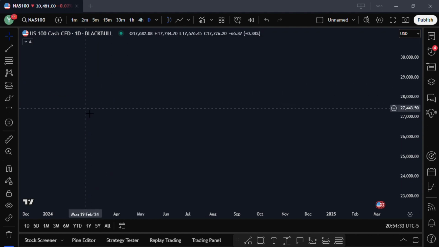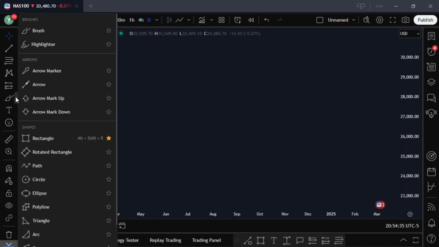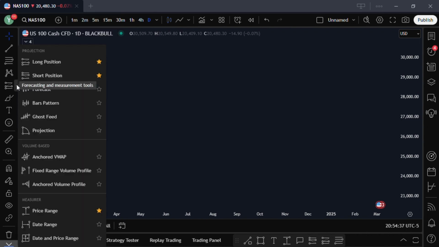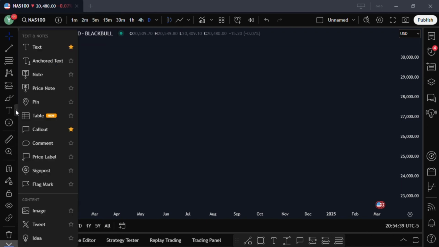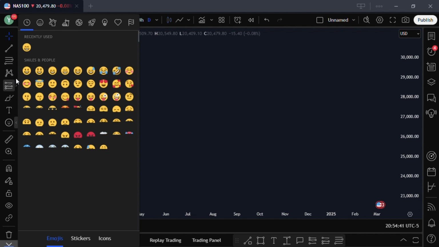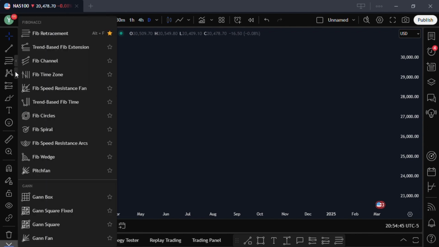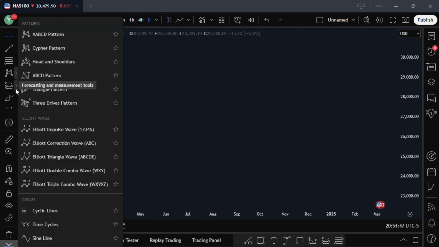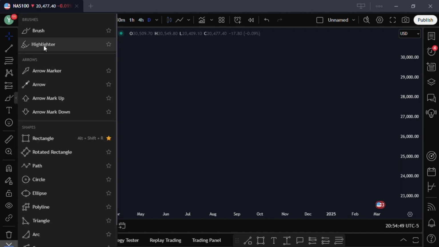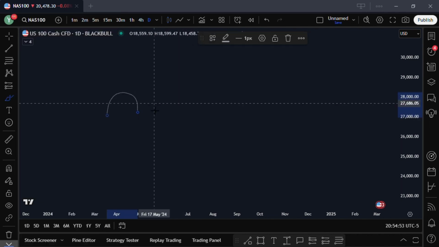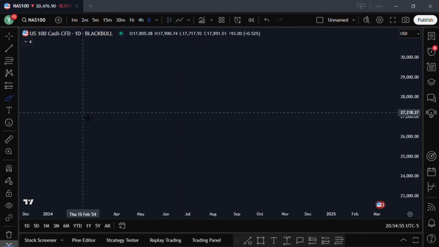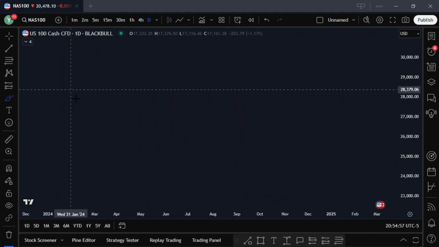I'm a pattern person first, so I will just go ahead and draw this out for you guys. Where is my draw? I don't think I want to use the brush. Oh, okay, I do want to use the brush. All right, well, we're going to use the brush.